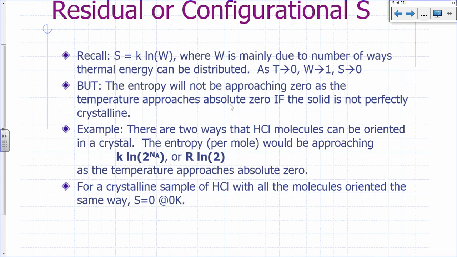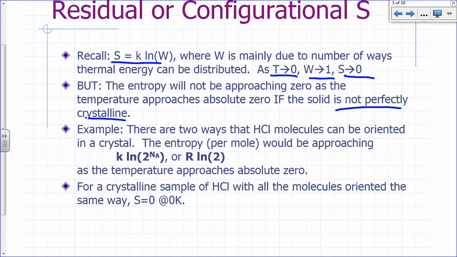We just talked about the statistical interpretation of entropy. It's a measure of the number of ways that a system can exist, right? And in most cases, it's just going to be the number of ways that your thermal energy can be distributed. So we say as temperature approaches absolute 0, number of ways approaches 1, and the entropy approaches 0. But entropy will not be approaching 0 as the temperature approaches absolute 0 if the solid is not perfectly crystalline. How can a solid not be perfectly crystalline?